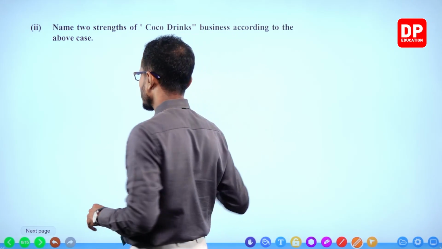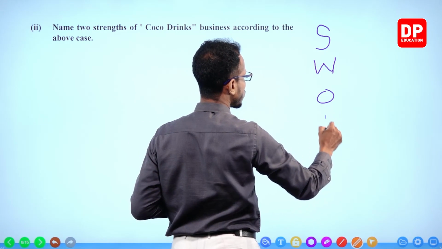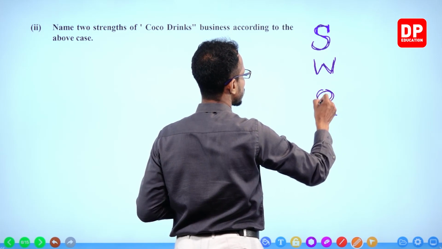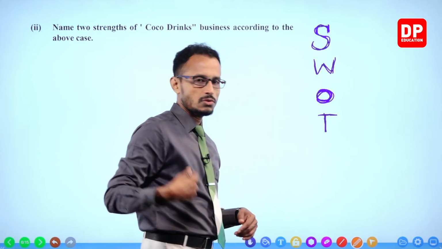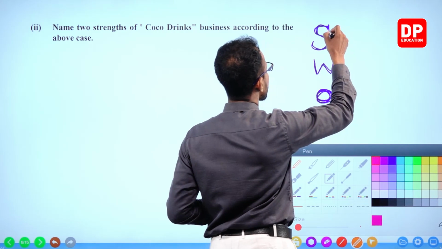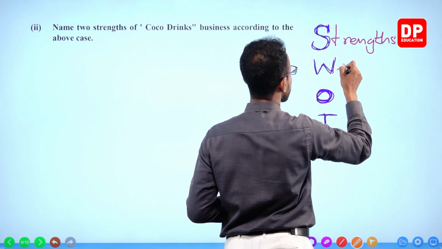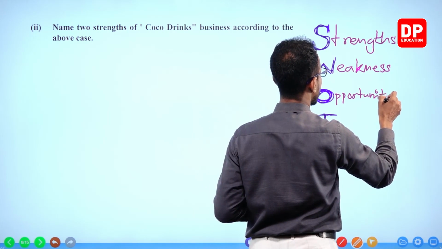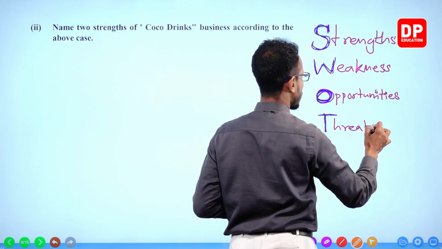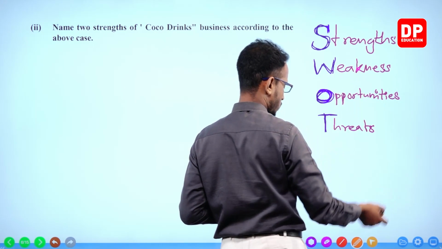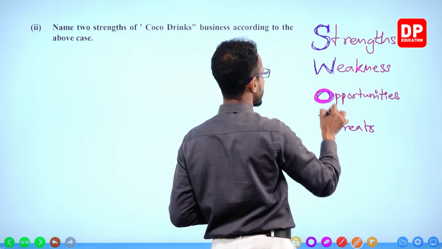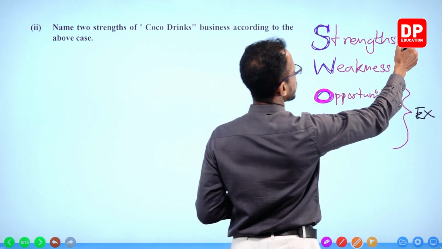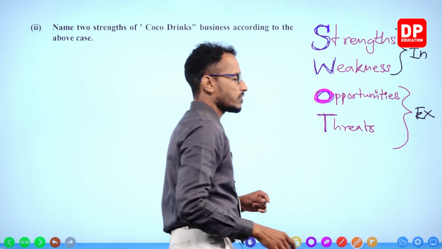You know these things, right? Strengths, weaknesses, opportunities, threats. We call it the SWOT. Strengths. Weaknesses. Opportunities. Threats. These two are external, in the external environment. These two are internal. We know these things, right?